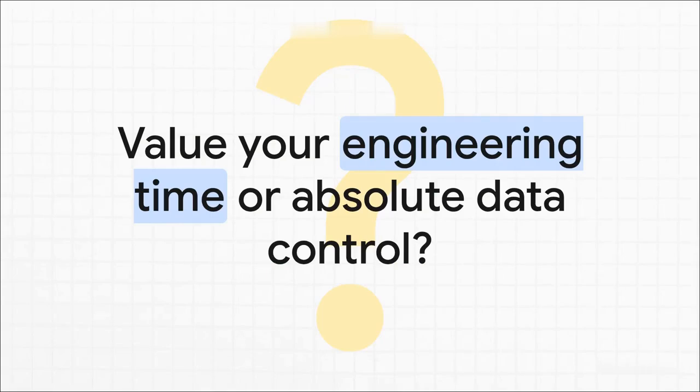So before you map out your next big automation architecture, ask yourself this one fundamental question. Are you optimizing for your engineering time, or do you need absolute data control? Answer that, and you've pretty much found your blueprint for scaling. The tools to finally break free from that punishing task-based billing are sitting right in front of you. Really, the only question left is, what are you going to build first?